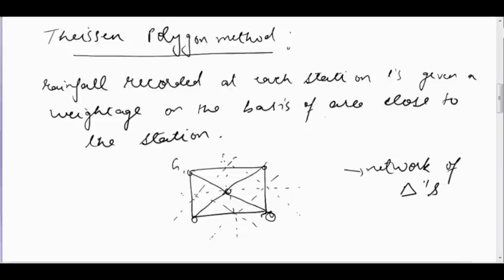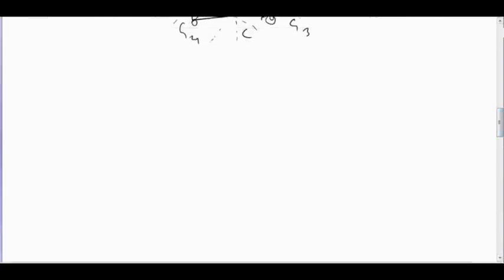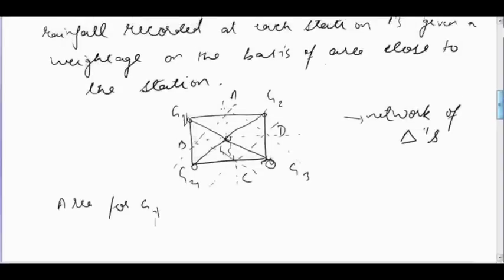Supposedly this is G1, this is G2, this is G3, this is G4 and this is G5, the rain gauges installed at particular stations. And let us say this is A, this is B, this is C, this is D. Now these, as you can see, are polygons enclosing particular stations. So G1AB is enclosing the G1 station. Similarly, A G2 D is enclosing your G2 station. So the area for G1 is AG1B.